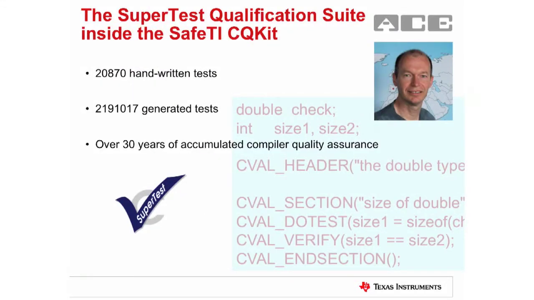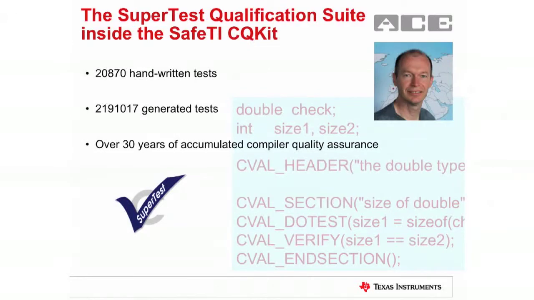Thank you, Tom. I want to tell you a bit more about one of the test suites inside the Qualification kit, and that is the SuperTest Qualification suite by ACE. SuperTest is the most comprehensive test suite for compiler conformance testing for C. In the SafeTI compiler qualification kit, we have more than 20,000 handwritten tests and over 2 million generated tests. I will tell you more about those generated tests in a moment.